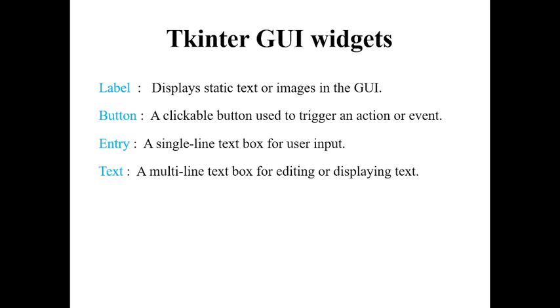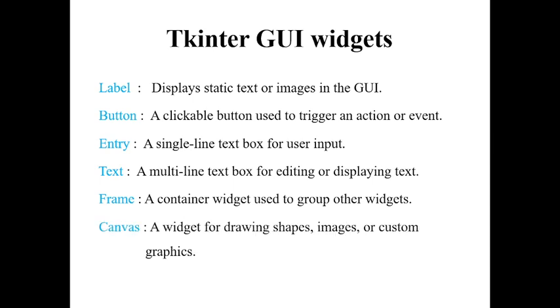Text is a multi-line text box for editing or displaying text. Frame is a container widget used to group other widgets. If we want to group the widgets in a window, then we use frames. Then comes the canvas. Canvas is a widget for drawing shapes, images, or custom graphics.